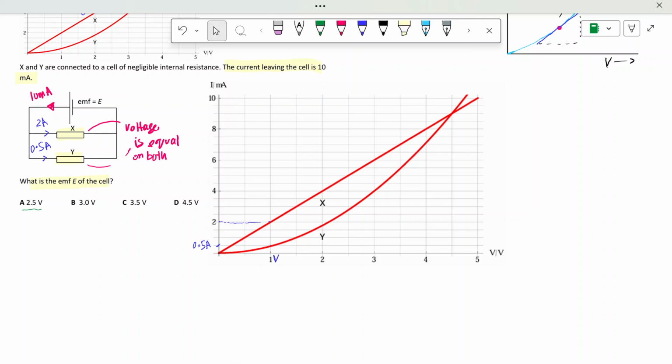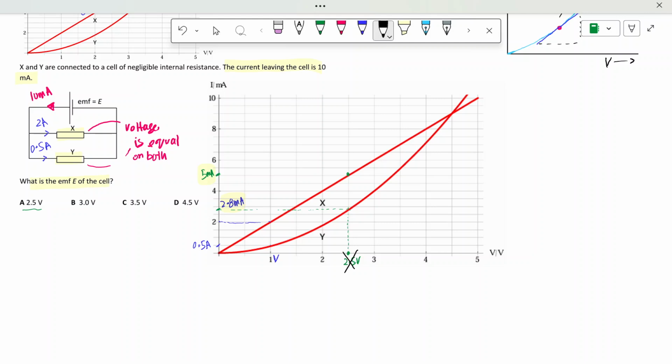We can check at 2.5 volts. So 2.5 volt is this one. At 2.5 volt, the current through the X is 5 milliampere, and the current through Y is approximately 2.8 milliampere. Their sum is not equal to 10. So we can also cross out this possibility.